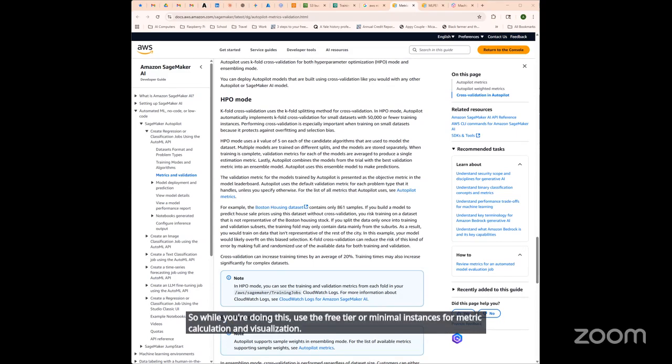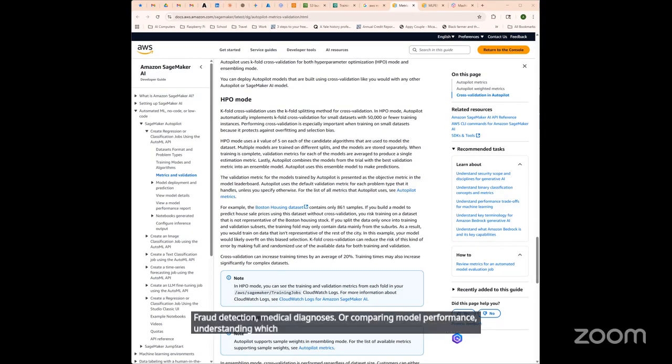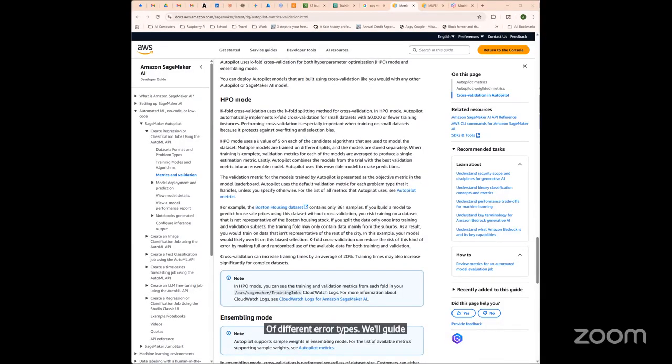So for the exam, when questions ask about choosing metrics for imbalanced data, fraud detection, medical diagnoses, or comparing model performance, understanding which metric aligns with the business costs of different error types will guide you to the correct answer.